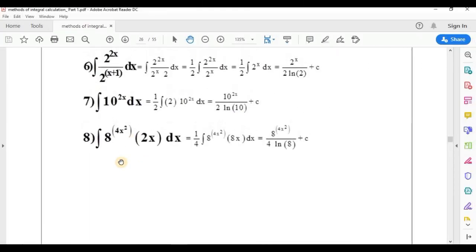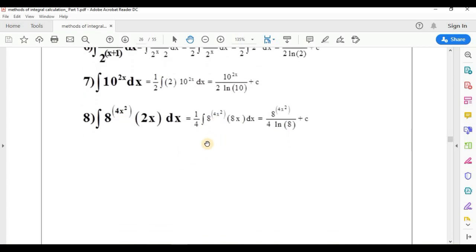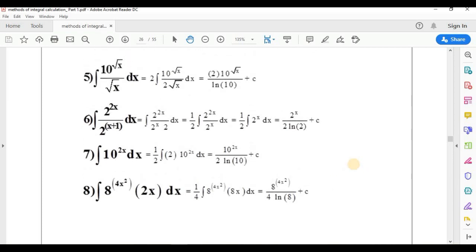Also for the last integral, we use the same concept. What is the derivative of this function? It is 8x. We have 2x, so we multiply by 4 in numerator and denominator to get the special form for this type of integral, and finally we get the final result. This is for today's lecture, and see you next time.